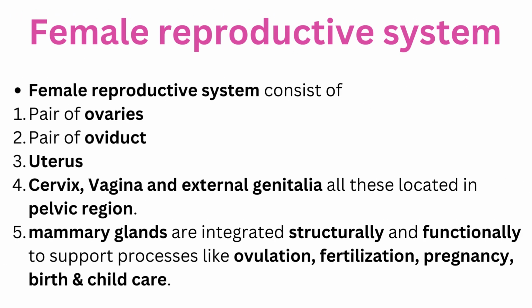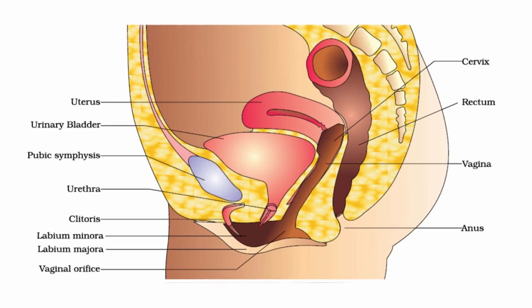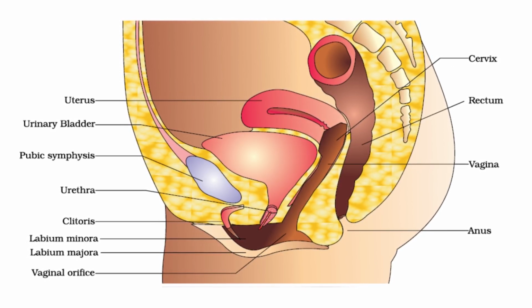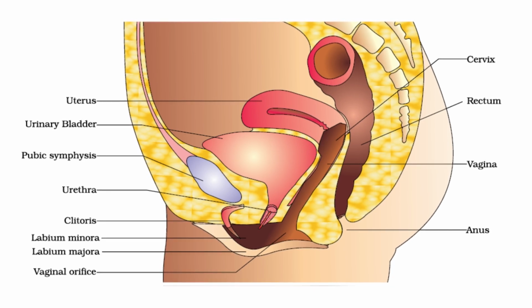Now we are coming to the female reproductive system, which includes a pair of ovaries, a pair of oviducts, a uterus, cervix, vagina, and external genitalia. All these are located in the pelvic region, and the mammary glands are integrated structurally and functionally to support processes like ovulation, fertilization, pregnancy, birth and child care. Now this is a basic anatomical diagram of the pelvic region of a human female. You can see some of the parts mentioned on the last slide in this.